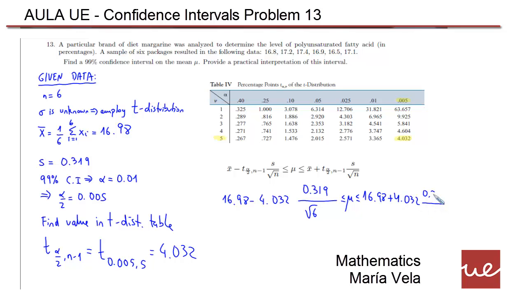We operate a little bit with these values and we get the final answer, which is 16.455, and then on the right-hand side 16.505, and this is the confidence interval for the population mean in this case.